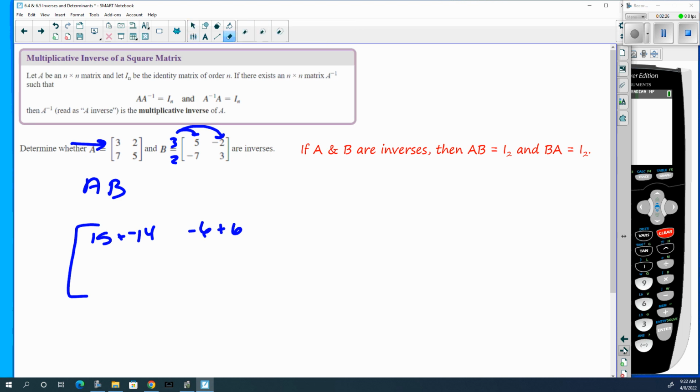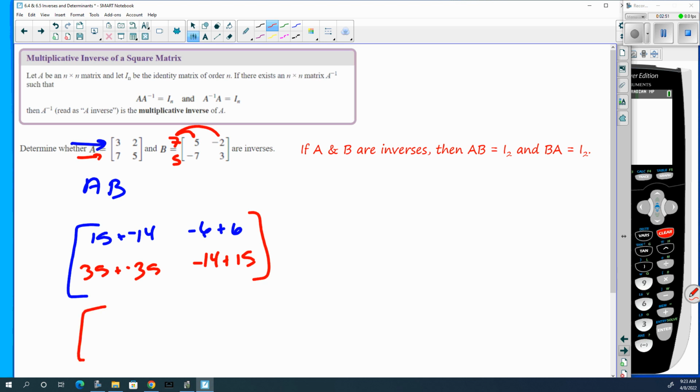And then I would take the second row, turn it sideways, and multiply. So 7 times 5 is 35, plus 5 times negative 7 is negative 35. And then I times to the next column. 7 times negative 2 is negative 14, plus 5 times 3 is 15. So now if I added those together, 15 plus negative 14 is 1, negative 6 plus 6 is 0, negative 35 plus 35 is 0, negative 14 plus 15 is 1. So I did end up with the identity matrix.